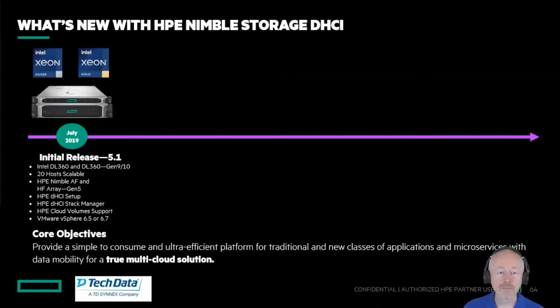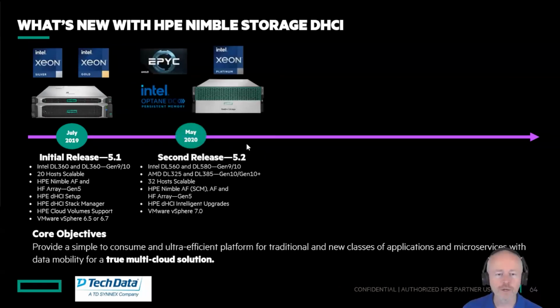Talking about the switches, what are the building blocks then? Well, it's quite simple because dHCI exists already quite some time. It started in 2019 with the initial release 5.1, which is the Nimble OS software version. It was initially DL360 only, generation 9 and 10, up to 20 hosts with a Nimble Gen 5 array, all flash and a hybrid model, and we supported VMware 6.5 and 6.7.